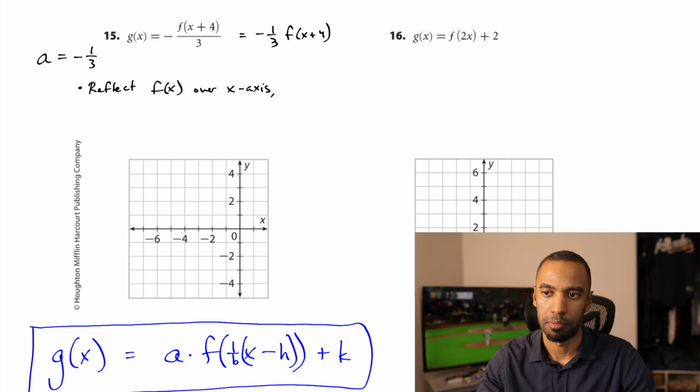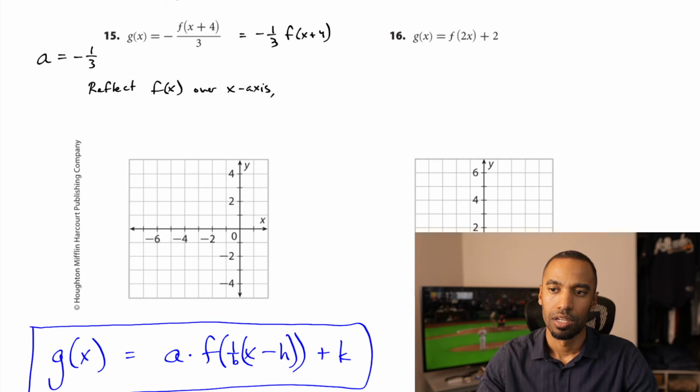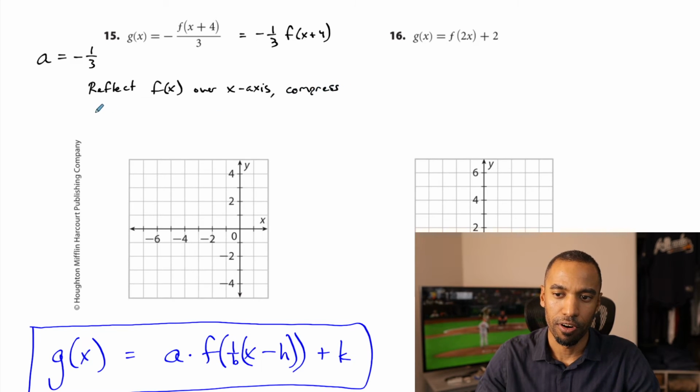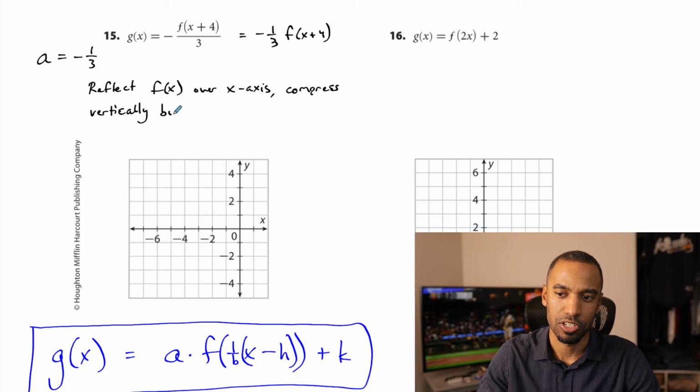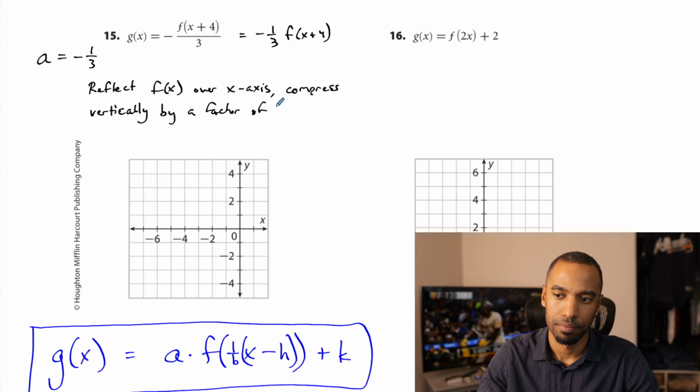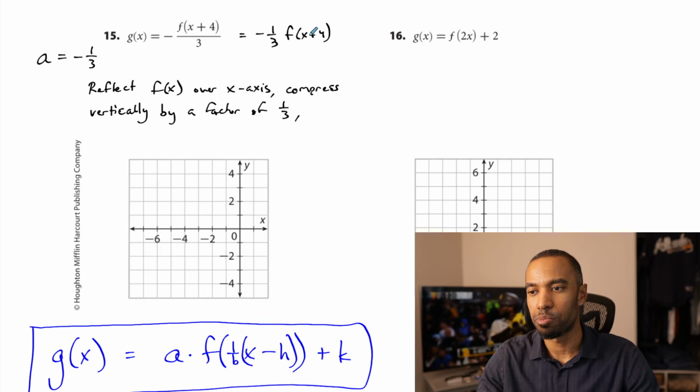I'm not going to bullet point this. I'm going to make this one long sentence. We are going to compress f of x vertically, because it's a, by a factor of 1/3. And then we have the x plus 4 here.